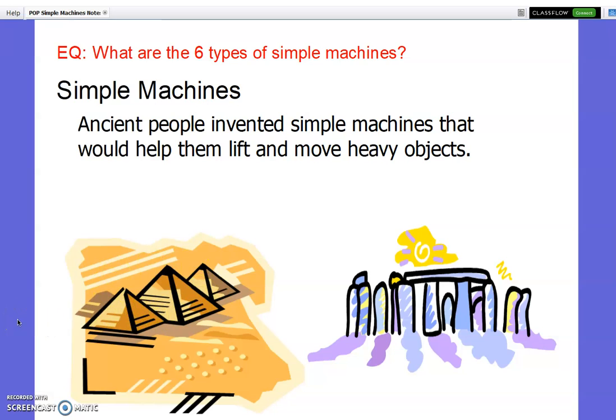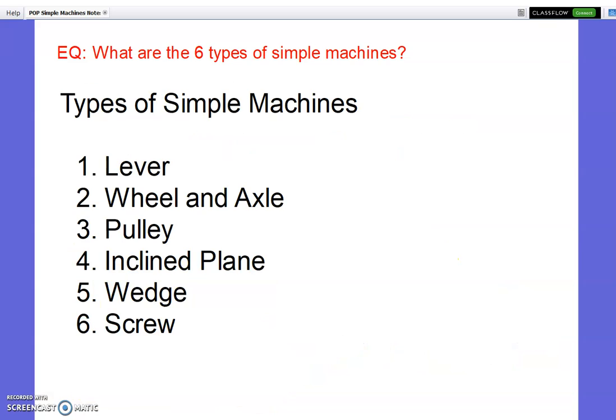The ancient Egyptians used simple machines to lift these heavy objects up to very, very high spots in order to place them on top of the other blocks to make the pyramids. We also have, in this case, Stonehenge. So again, in order to lift these heavy objects, the ancient civilizations would have used some simple machines to lift them. Now, the 6 different types of simple machines that we have are the lever, the wheel and axle, the pulley, the inclined plane, the wedge, and the screw.